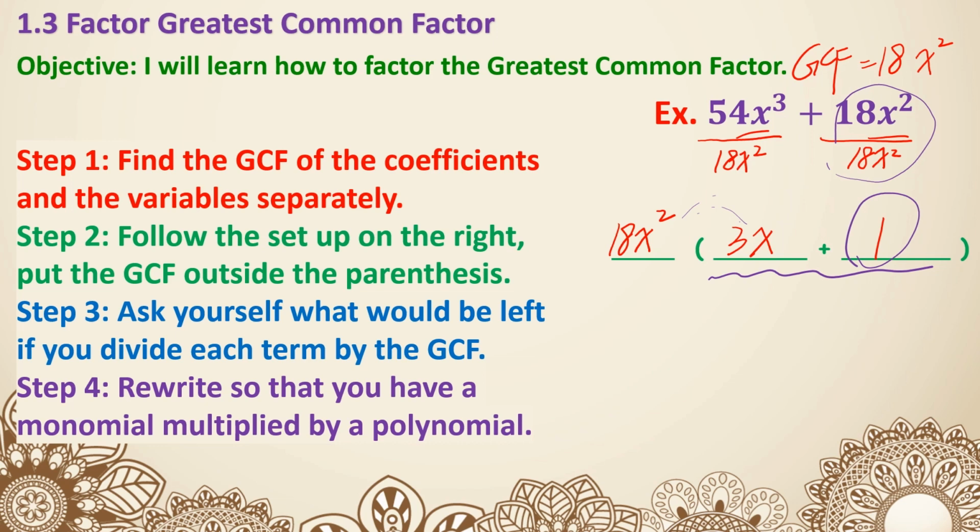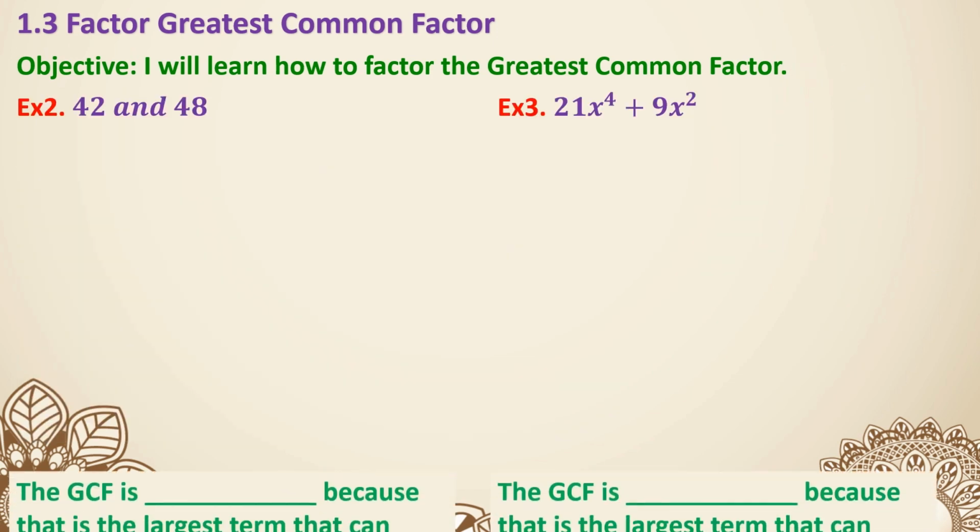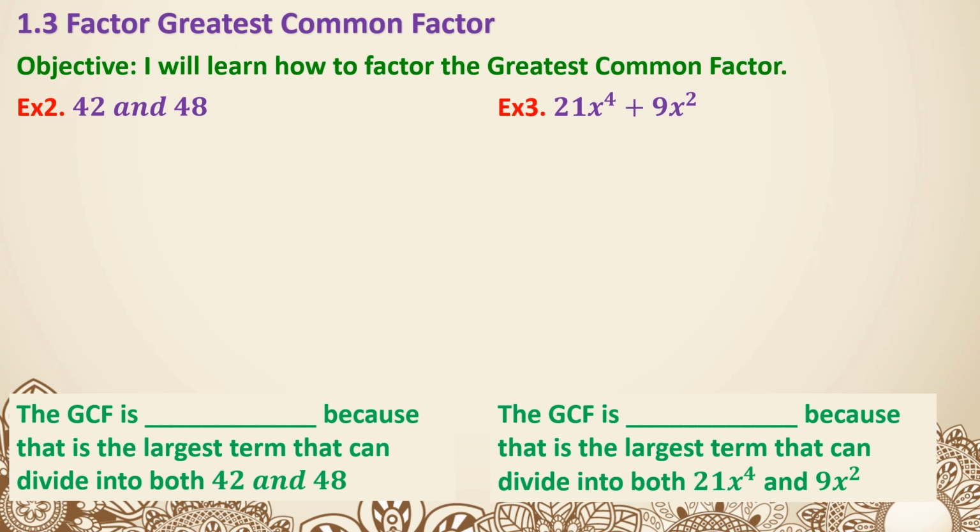So now let's practice. Example 2, the GCF for 42 and 48. Let's go small steps. Maybe you have noticed they're both divisible by a 2. Then you have a 21 and a 24 left. Then they're both going to be divided by a 3. You have a 7 and 8 left. So you can't take any more. 2 times 3, the GCF is 6.